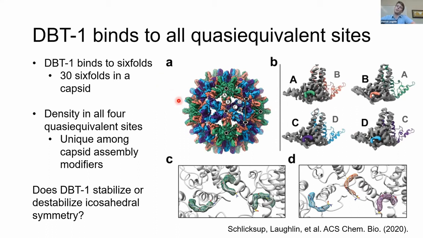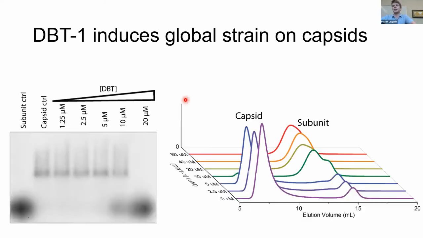But we were also interested in whether this would be a stabilizing effect or a destabilizing effect. And so instead of working with a cross-linked version, I first just assembled capsids that are held together by their normal contacts. I purified these capsids by size exclusion chromatography, and then I incubated them with different concentrations of DBT1. And I analyzed them by native gel electrophoresis combined with immunoblot. We see that my subunit control migrates down here, and my capsid control migrates up here. And as we increase the concentration of DBT that we add, we end up seeing our core protein starting to co-migrate with the free subunit.